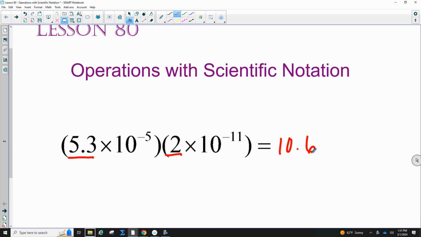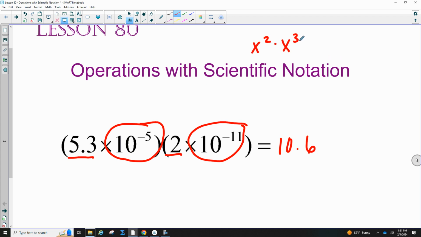All right. Then we multiply our powers of 10 together. So I'm going to multiply 10 to the negative 5 times 10 to the negative 11. So you want to think of this like just what's x squared times x cubed, everyone? Right, you just add exponents and you keep the same base. So samesies right here, we're going to keep our base of 10, and we are going to add these lovely exponents to make negative 16.